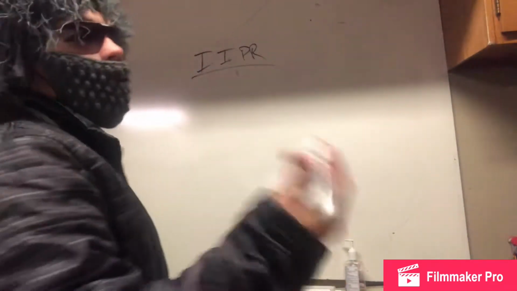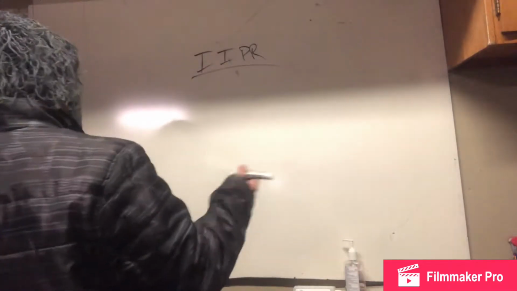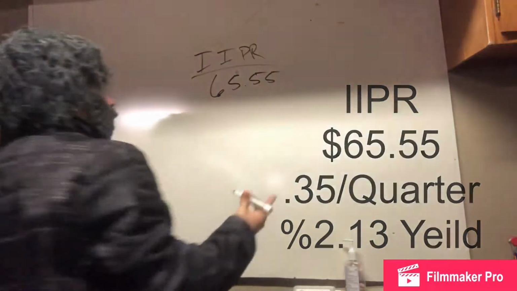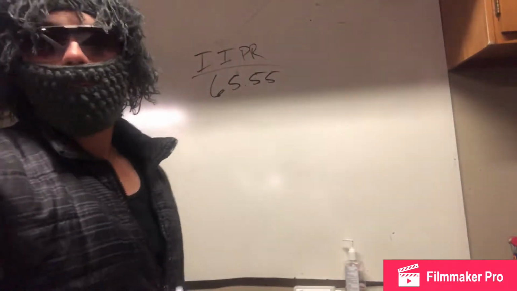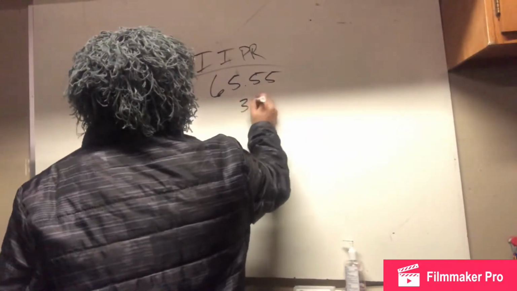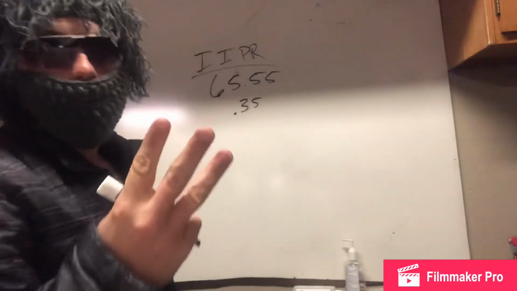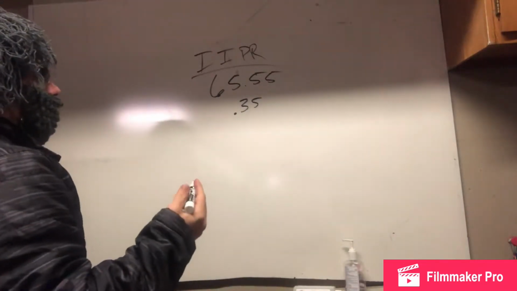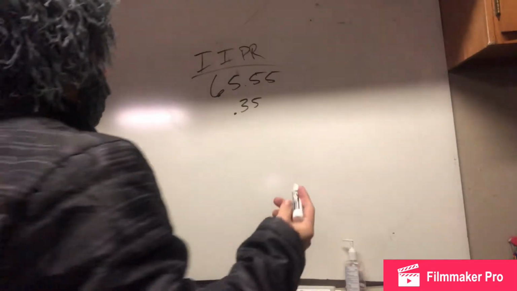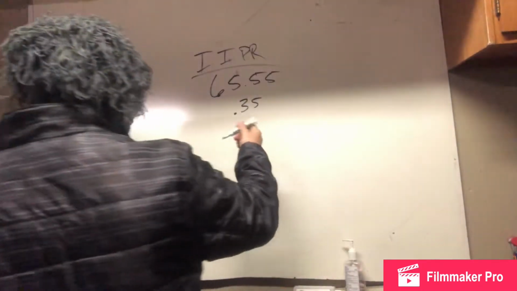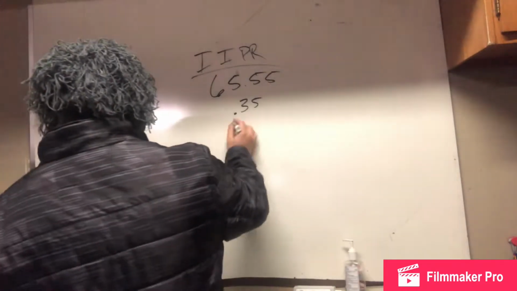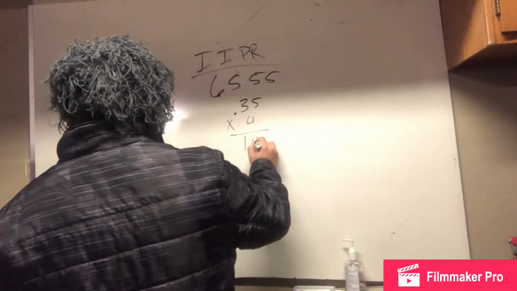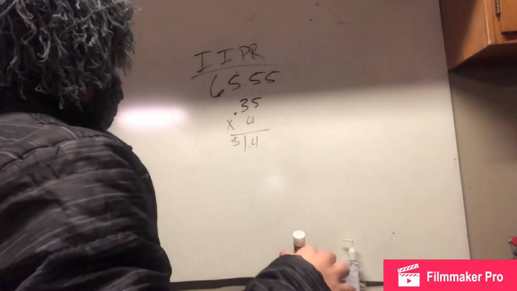Now, IIPR. On the close of February 4th, IIPR closed at 65.55. As it's my favorite company, I know that it pays a dividend of 35 cents per quarter. So every 3 months, it's paying me 35 cents per share. So if we were to figure out our yield on cost, we need to figure out first how much we would make annually. So we take our 35 cents times 4, $1.40 a year. You guys can check that.